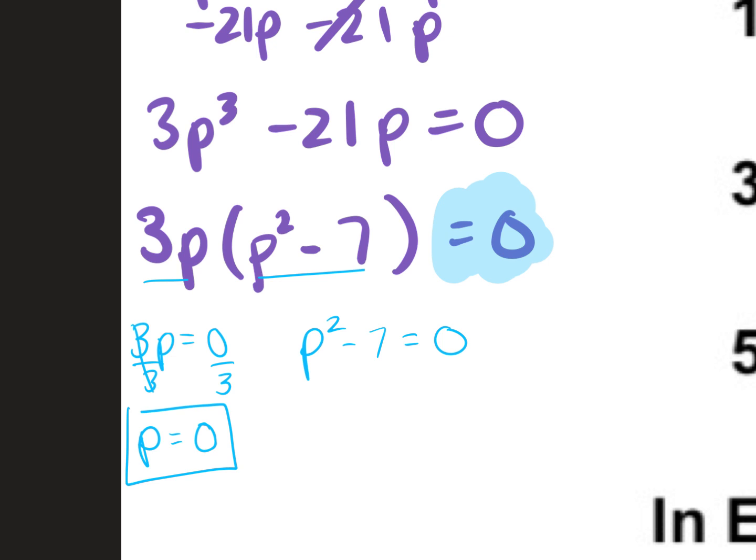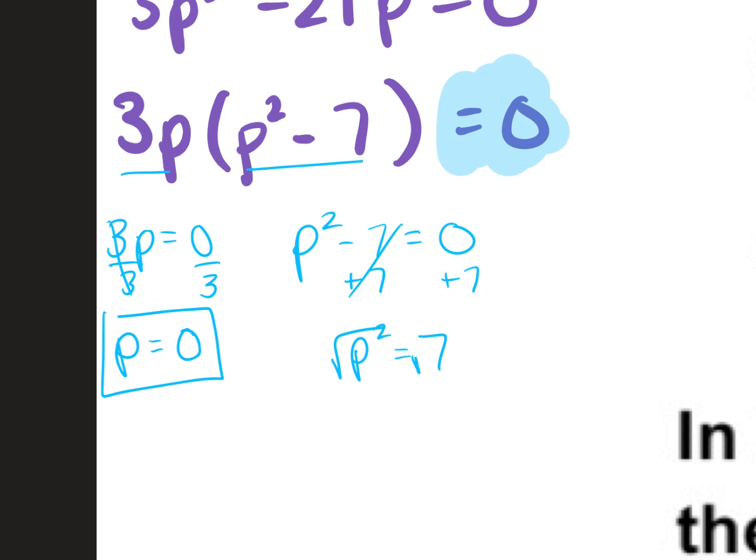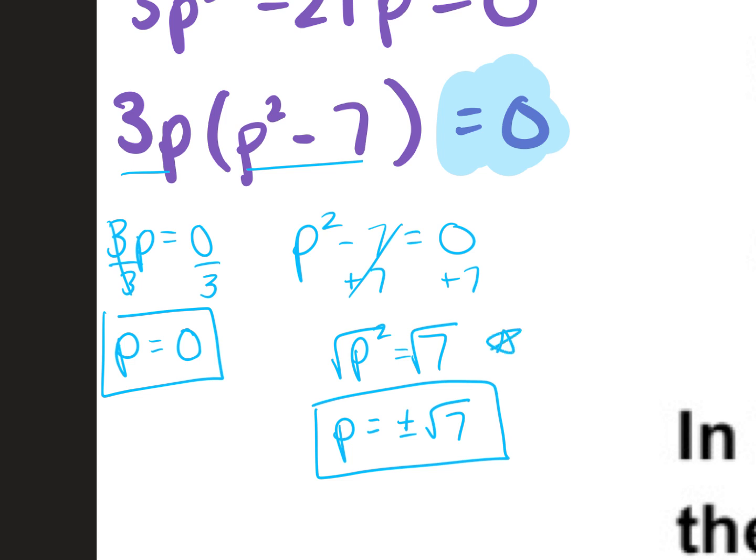Then for the second one, what should I do to solve? Add 7. So p squared is equal to 7. Then what would I need to do? Square root both sides. So what does p equal? Plus or minus square root of 7. Perfect. So these would be our answers. If it's something that you can't take the square root of, that's fine. Just leave your answer as the square root. But just make sure you put that plus or minus if you're taking the square root of both sides.